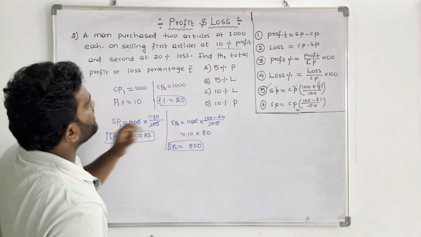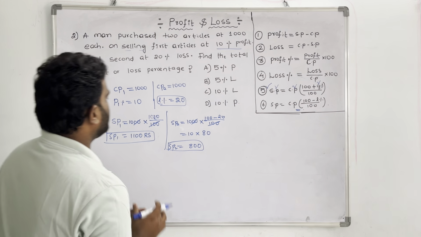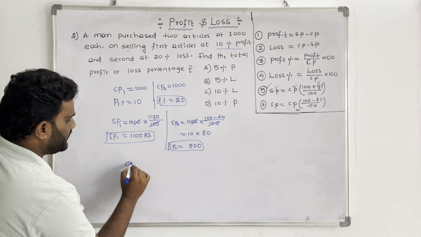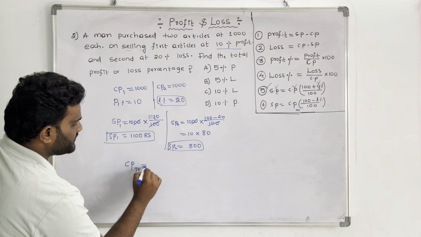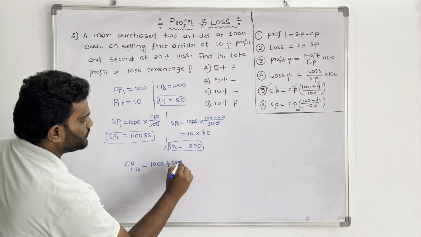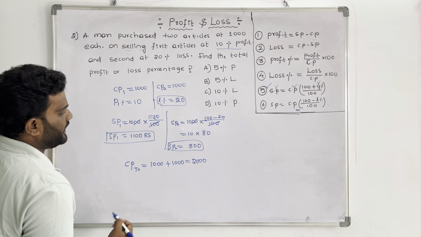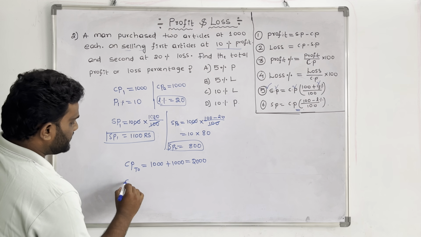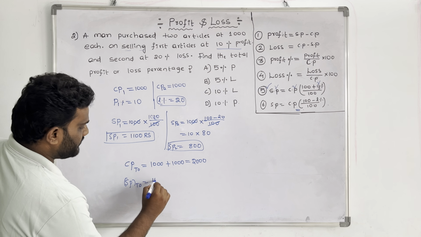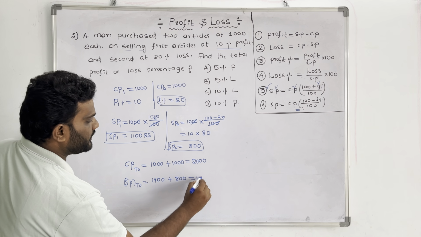So what is he asking? Find the total profit or loss percent. He is asking for the total, so we add the two. What is the total cost price? Total cost price is equal to cost price 1 plus cost price 2, which is equal to 2000. Similarly, what is the total selling price? Selling price 1, 1100, plus selling price 2, 800, is equal to 1900.